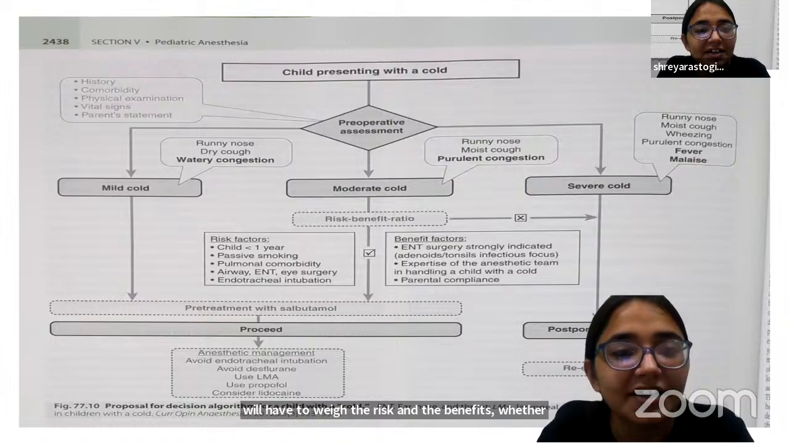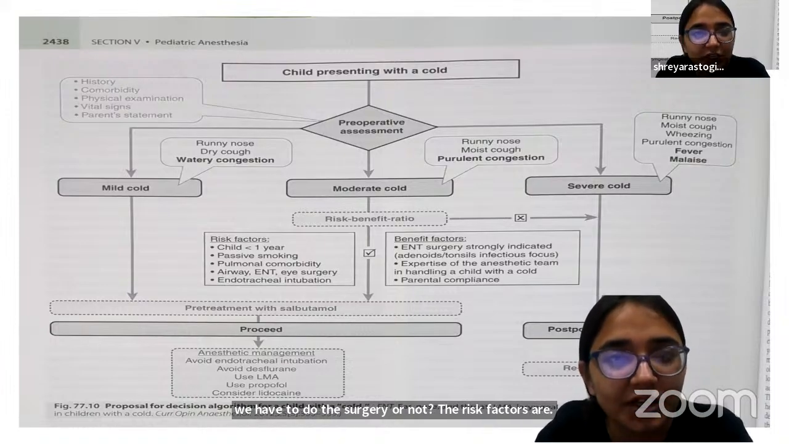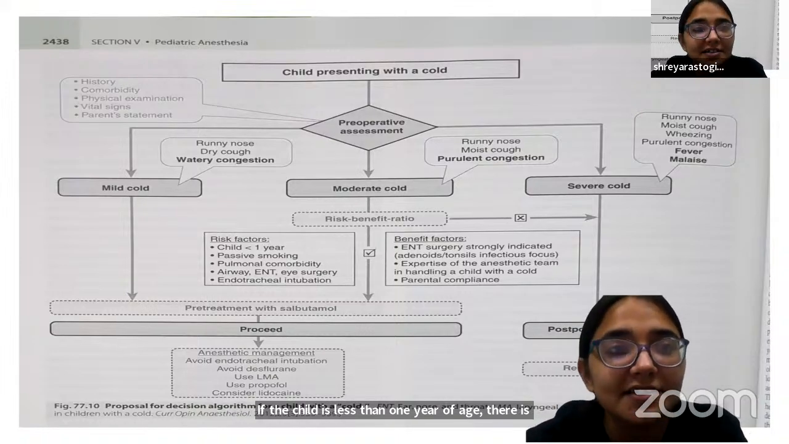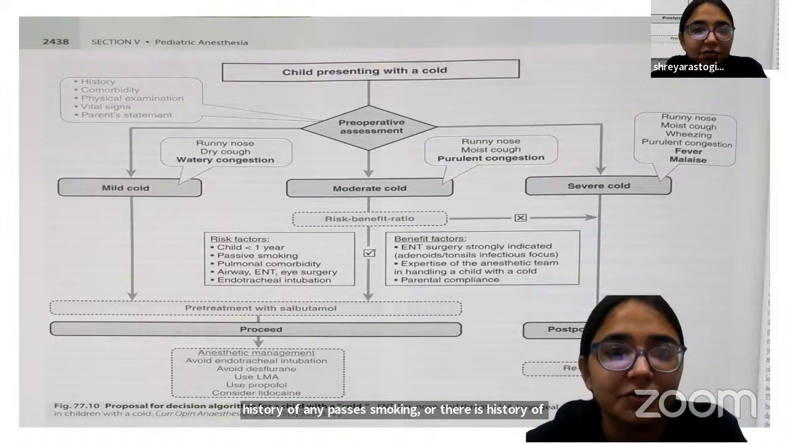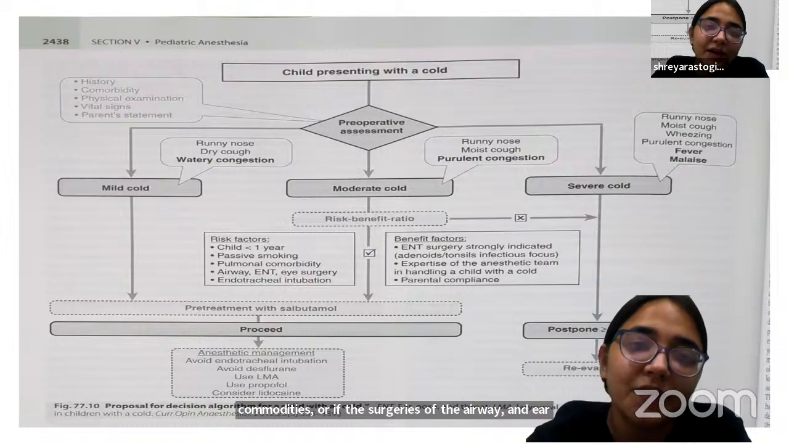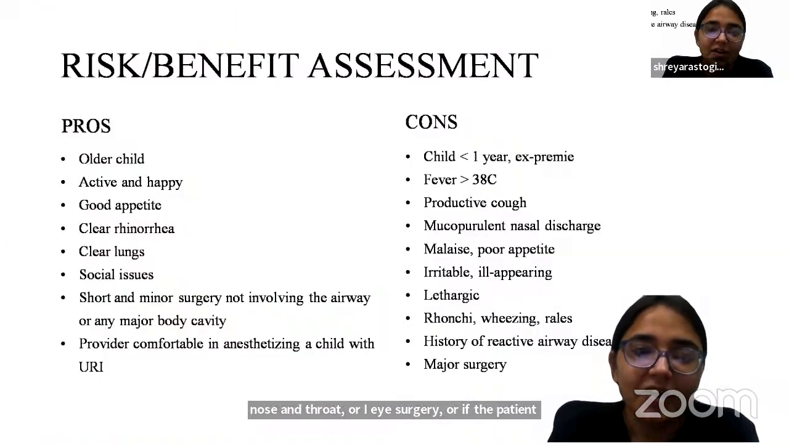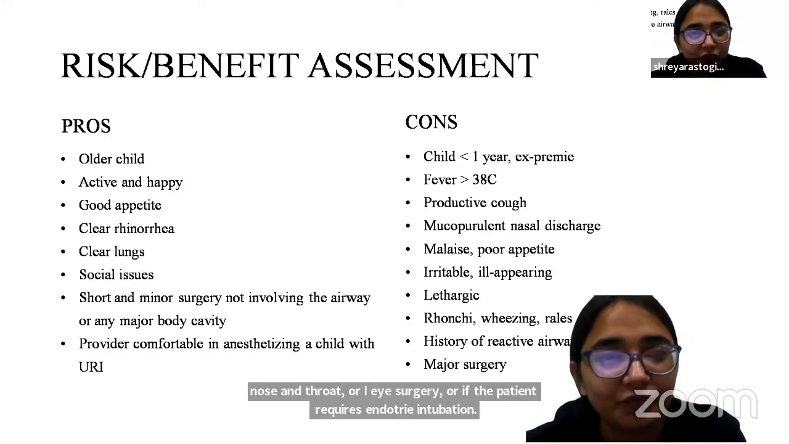Ma'am, the risk factors are if the child is less than 1 year of age, there is history of any passive smoking, or there is history of comorbidities, or if the surgeries of the airway and ear, nose and throat or eye surgery, or if the patient requires endotracheal intubation. Ma'am, we will try to avoid the surgery in these cases.